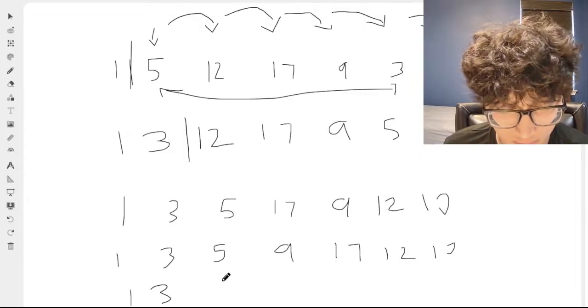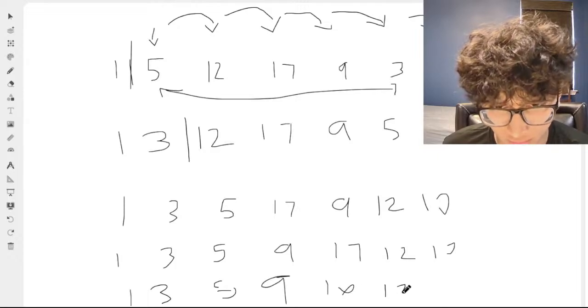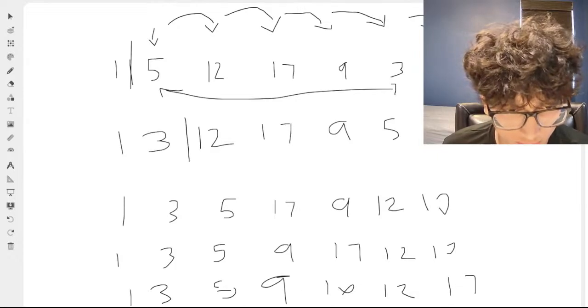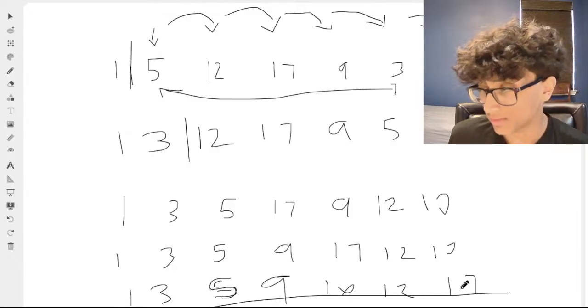And eventually we just keep on sorting and sorting. I'm just going to skip to the very end here, and we get our final sorted list, which is this. That is not 5. I don't really know what that is. But yeah, that's what our list is.